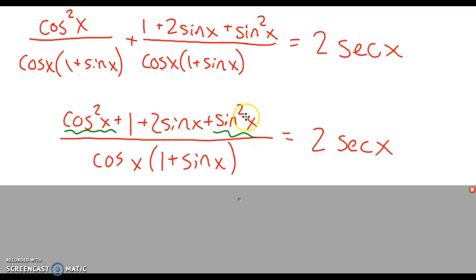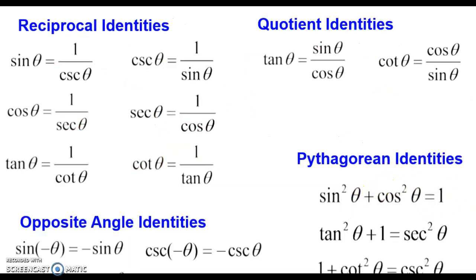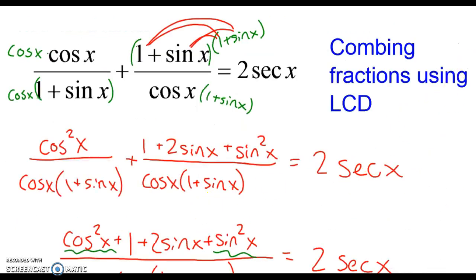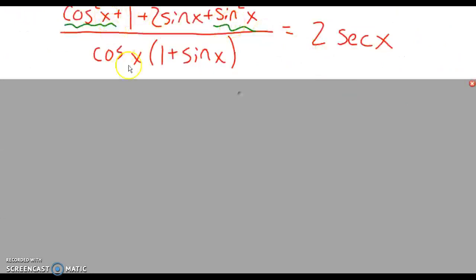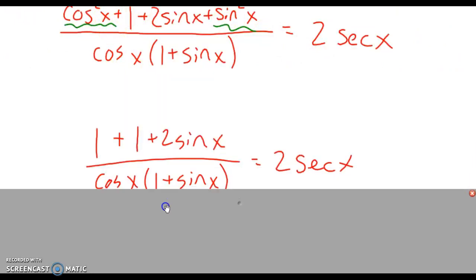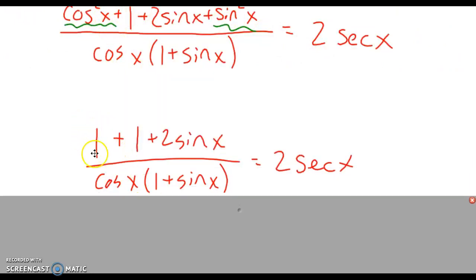You'll notice, though, I do have one of my favorite Pythagorean identities hidden here on the top with some stuff in the middle. I've got a cosine squared x over here, and I've got a plus sine squared x over here. And if you think about those two together, we know from our Pythagorean identity that that is actually equal to 1, which means I can replace those two with a 1.